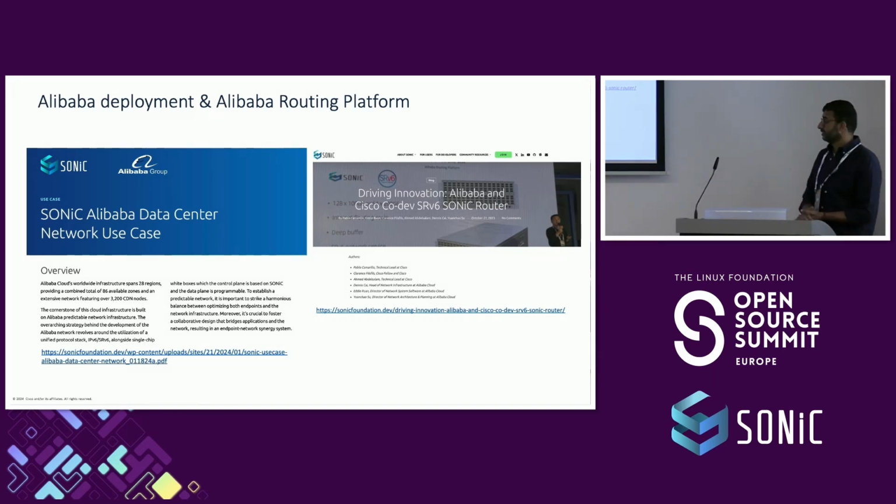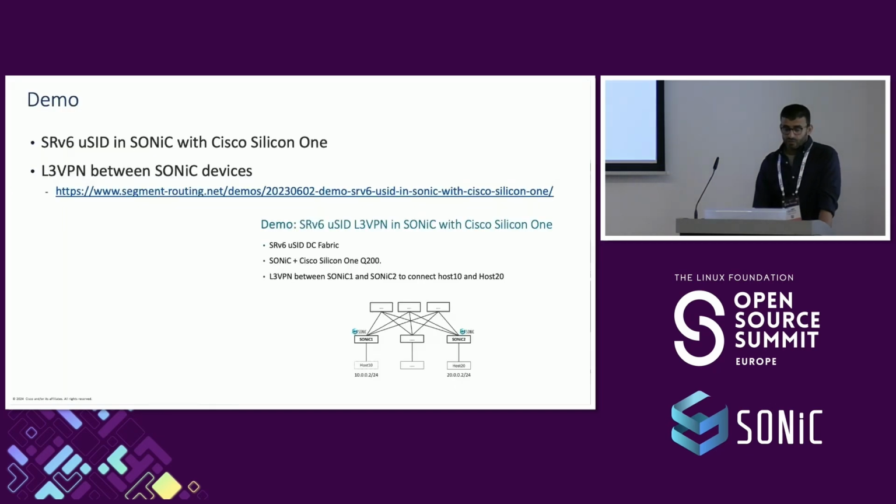A bit more pointers, if you want to learn more about SRv6 and the deployment at Alibaba. First, you have the white paper written by Alibaba on their deployment. And here is the blog post that we wrote together with Alibaba at the Linux Foundation. If you are looking for a demo of how SRv6 works in SONiC, here is the link for the recording. We show an example layer 3 VPN with SRv6. And at the next OCP, we're also going to have a demo booth where we're going to show an SRv6 demo in SONiC as well.